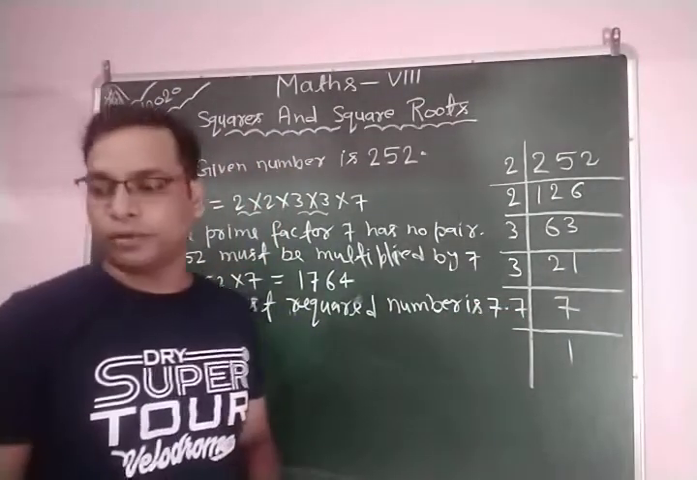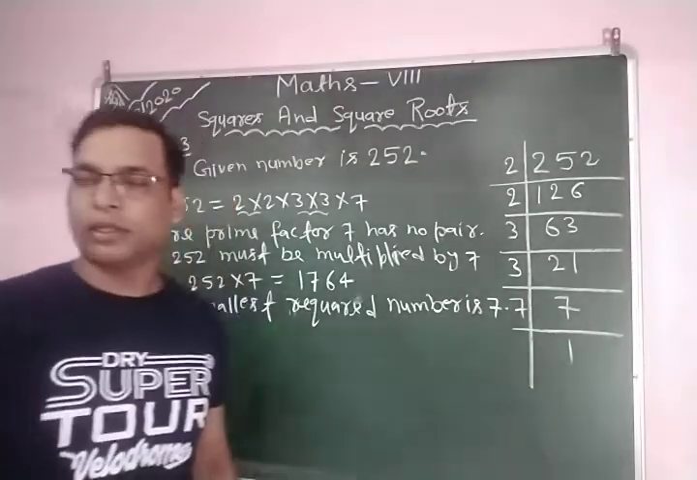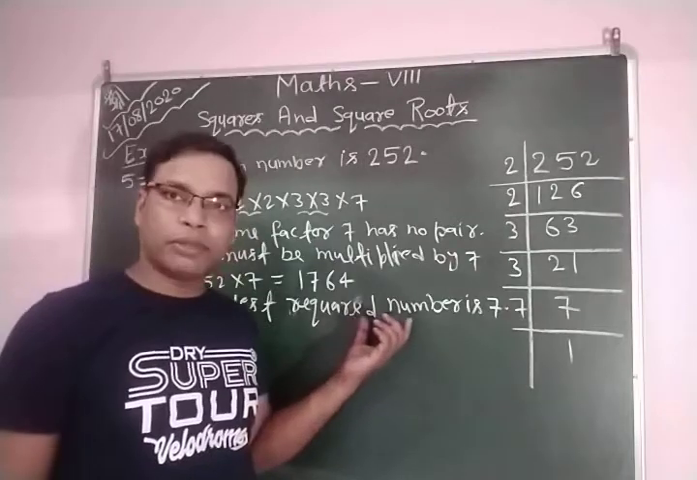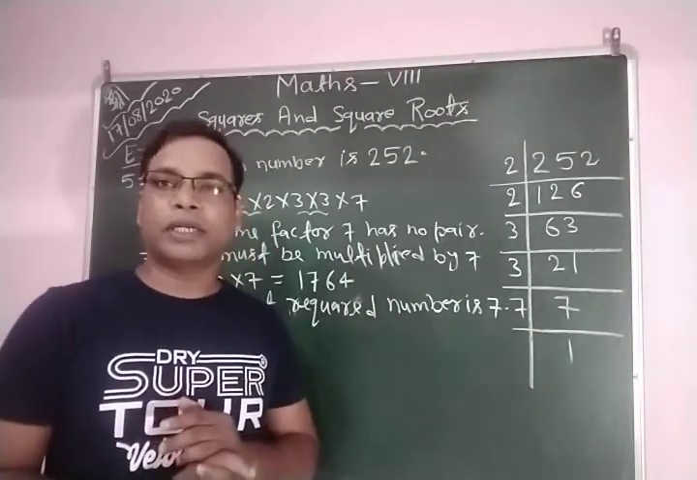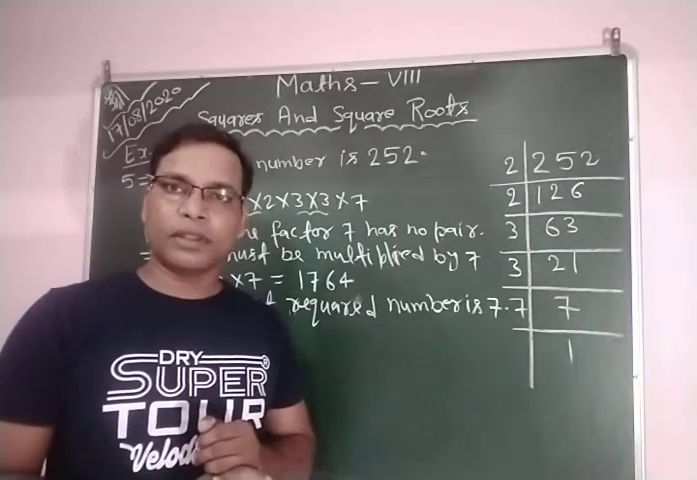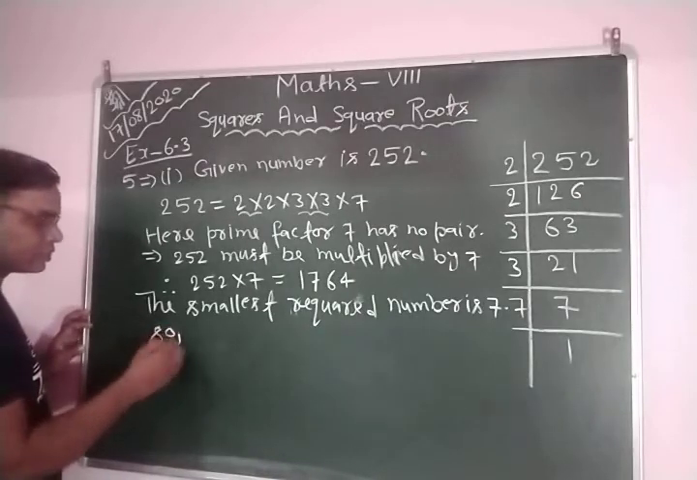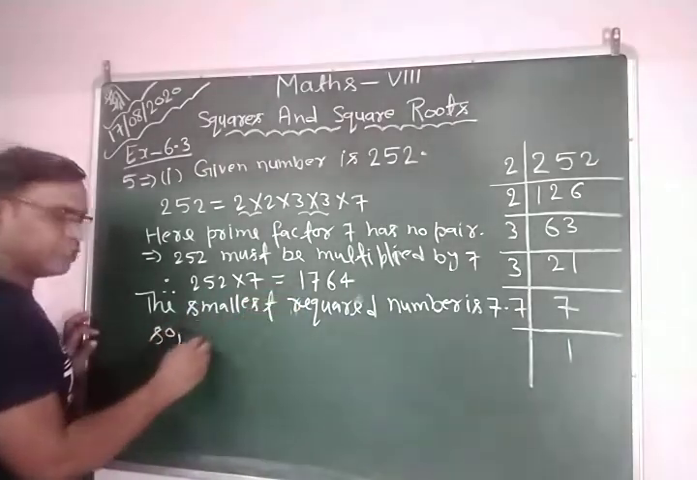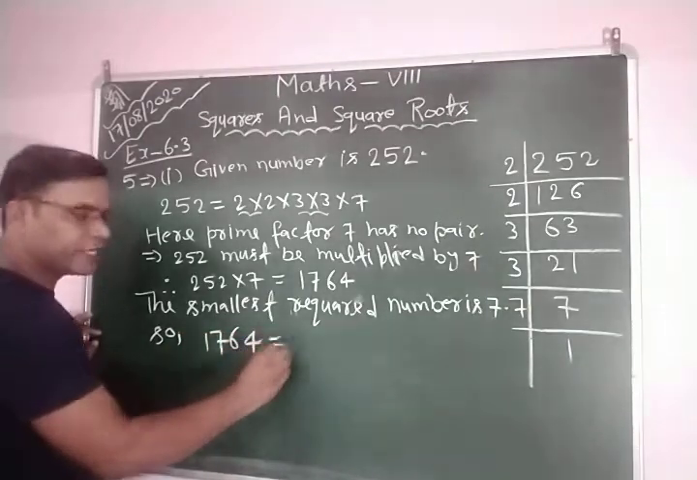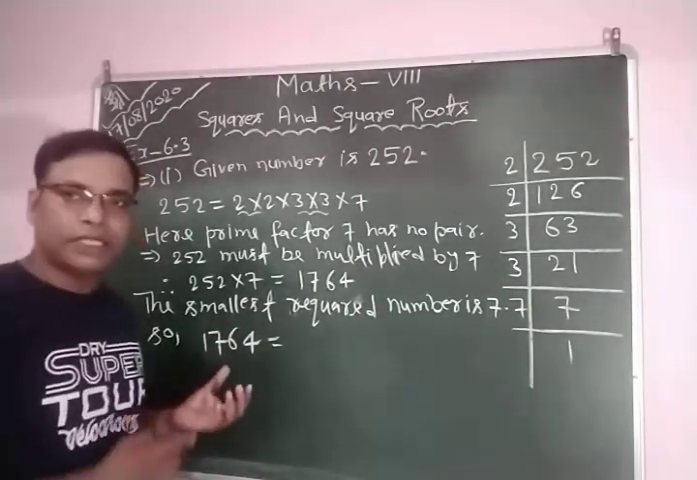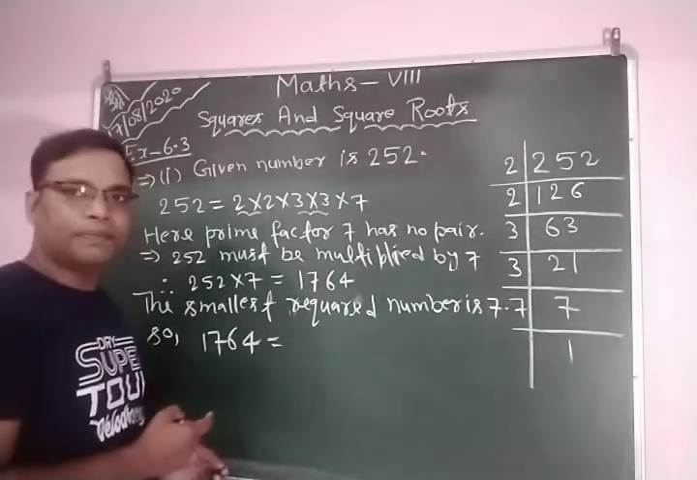Clear? Now we find the square root of this number. How do you find the square root of this number? First, you write this number as a product of prime numbers. So this is our new number, 1764. We can express 1764 as a product of prime numbers.